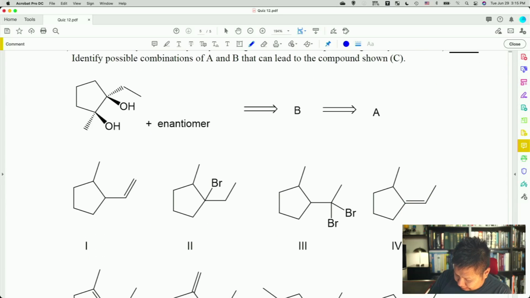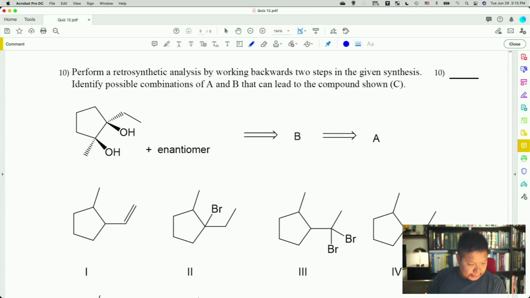Next, and is it the last question? That's actually the last question. Perform a retrosynthetic analysis by working backwards in the steps in the given synthesis. Identify the possible combinations of A and B to lead to compound C, right? Well, we already know that when we have a syn addition of alcohols like that, the way to accomplish that is to use osmium tetroxide, right?